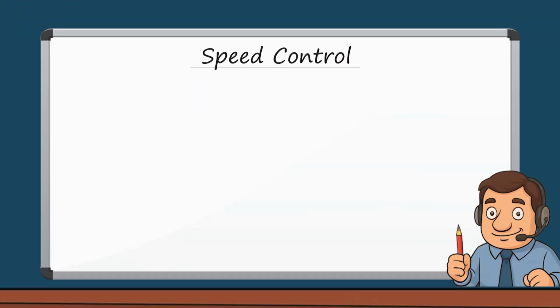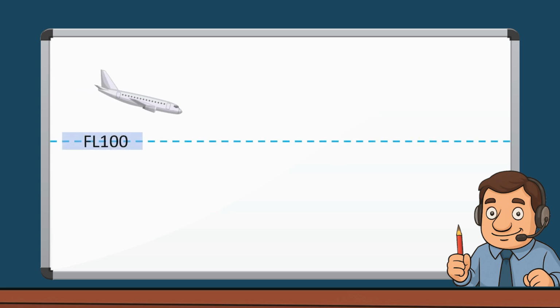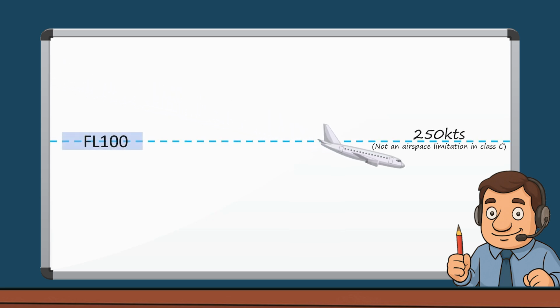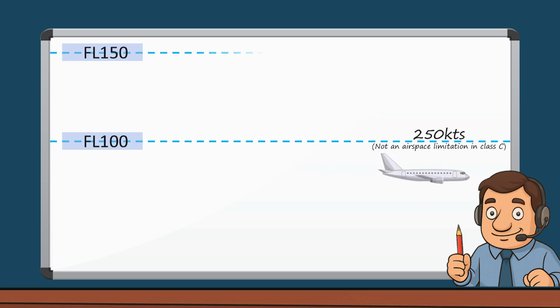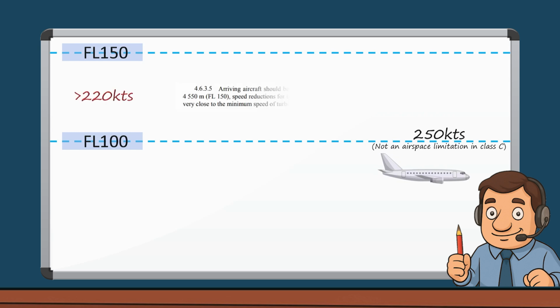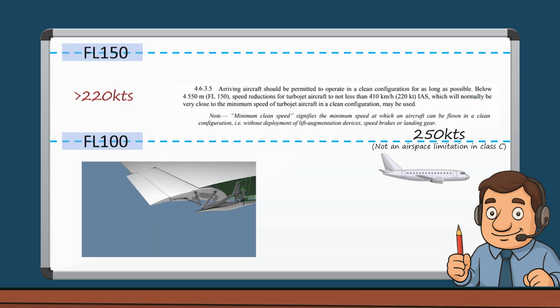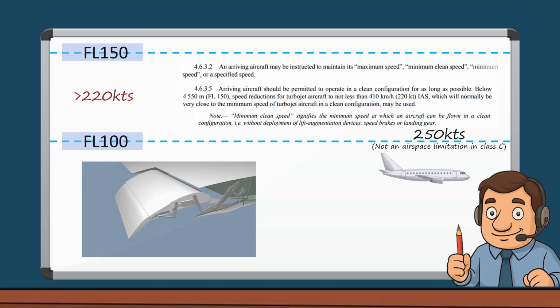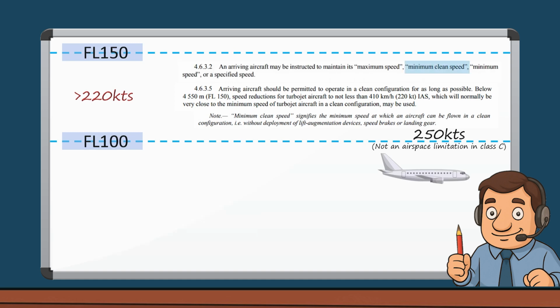Next thing is speed control. Here there are a series of limitations you must adhere to. As an aircraft descends below flight level 100, they will reduce the speed to 250 knots. You can further reduce them if you need, but you need to take care of how much you reduce. Below flight level 150, you should avoid speed restrictions of less than 220 knots for turbojet airplanes, as per ICAO Doc 4444.4635. This is because aircraft need to be kept in a clean speed state as long as possible, the state where no use of high lift devices such as flaps are required. You can also, as per point 4632, just assign minimum clean speed.